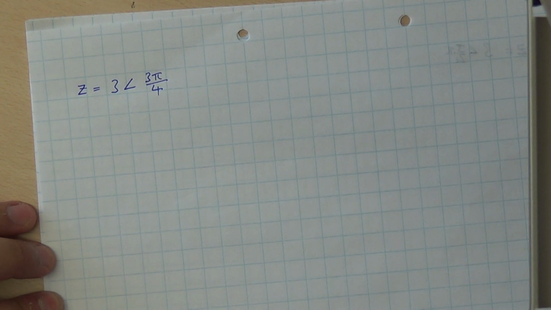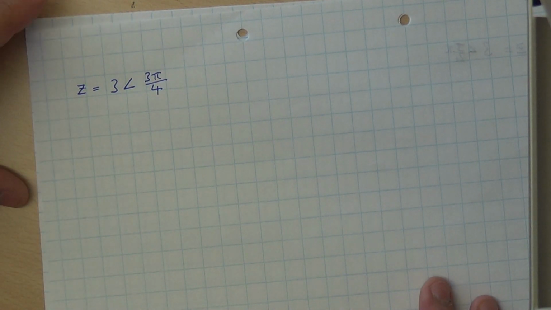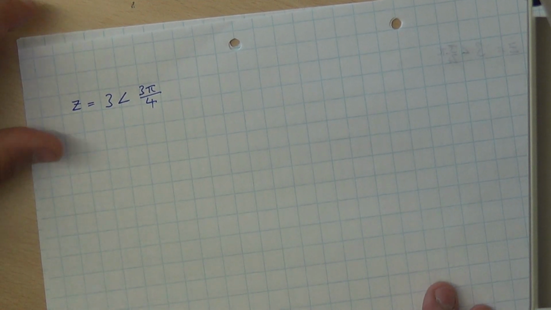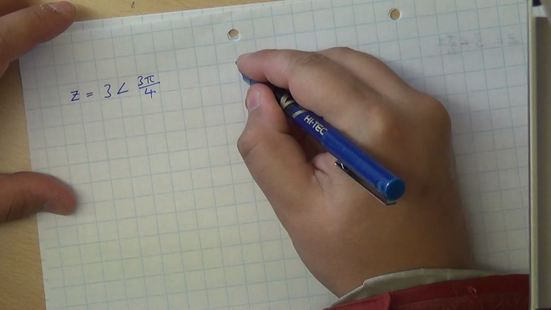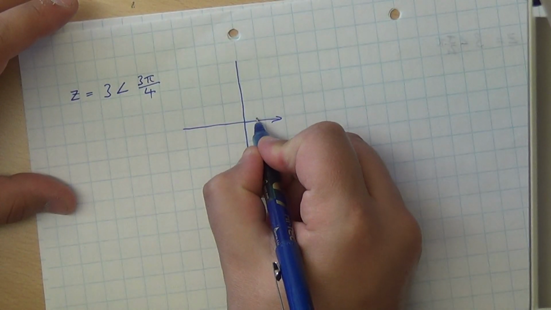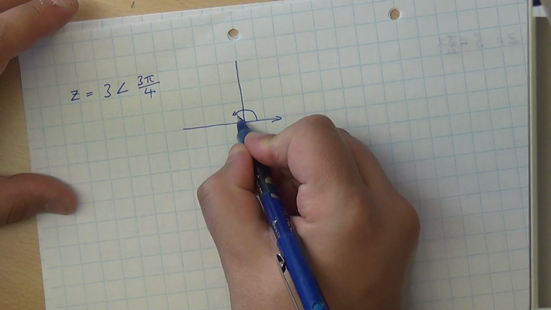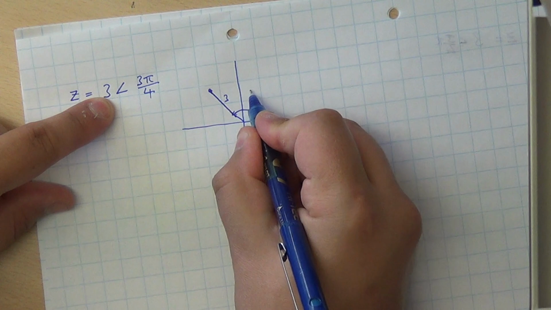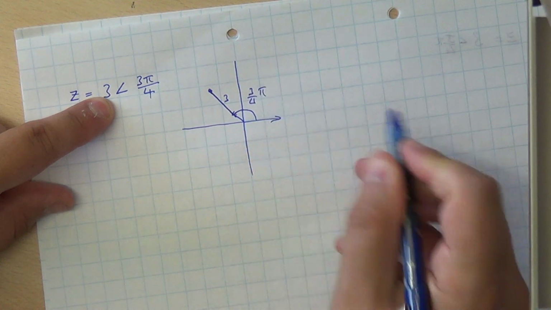Okay, last time we saw how to convert numbers into this modulus argument form. If we have the modulus argument form and we want the Cartesian form, how could we do that? Well, let's just have a little sketch of where this is. So 3/4 of pi radians is over there, so it's that way, and it's 3 out. So this is a length of 3 and an angle of 3/4 of pi.